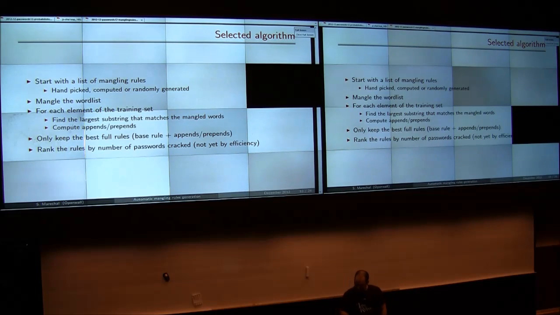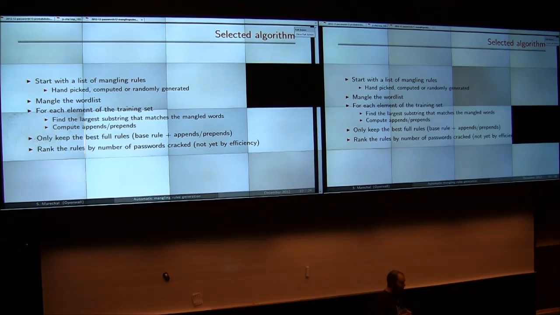Good and simple. Okay, so in my algorithm, I start with a list of given mangling rules. So this list is actually something you put in the tool. So you can either manually select the rules because you know they are effective. You can also steal rules from other people, which I did a lot. And you can also randomly generate them, which I didn't do at all.